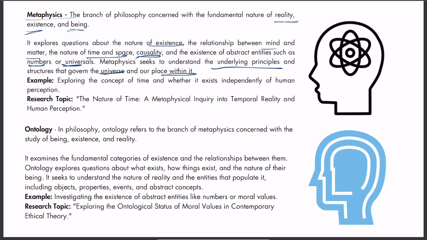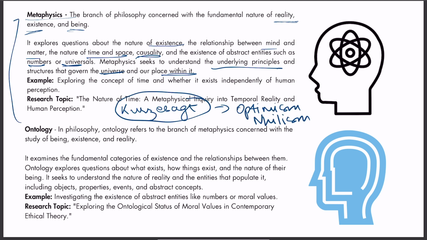A research topic could be the nature of time, or a metaphysical inquiry into temporal reality and human perception. Next, we have ontology. I think this is a very common word that you might have heard often in philosophy of research. Ontology refers to the branch of metaphysics concerned with the study of being, existence, and reality. It examines the fundamental categories of existence and relationships between them. It explores questions about what exists, how things exist, and the nature of being, how we think, what we mean by the soul, what we mean by existing. So it's all under ontology.